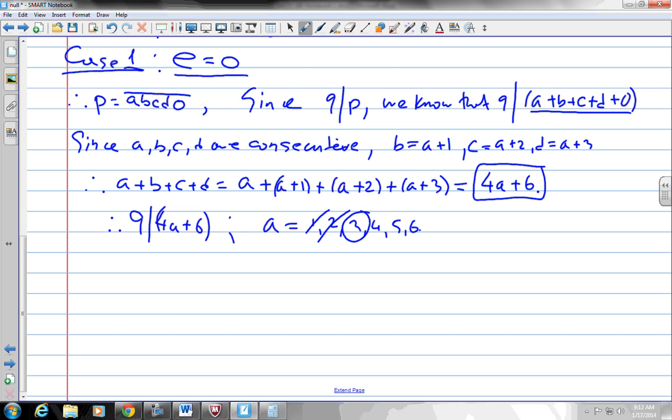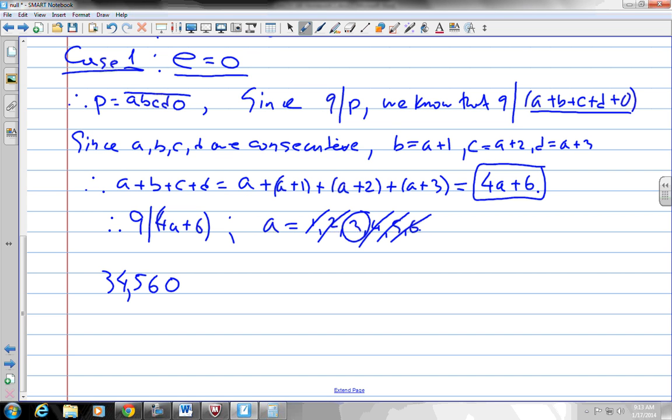4: 16 plus 6, 22. Does not work. 5: plug in 5, you get 20 plus 6, 26. Doesn't work. 6, no. So the only option is 3. So if A is 3, what is B? 4, and what is C? 5, 6. So the only number that we got is 3, 4, 5, 6, and 0.